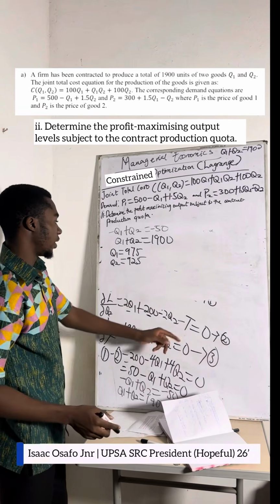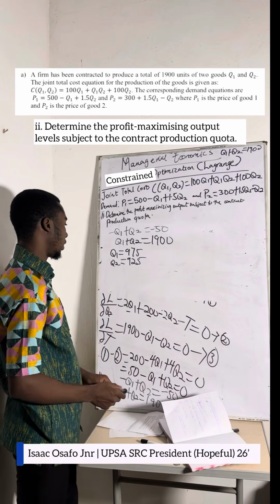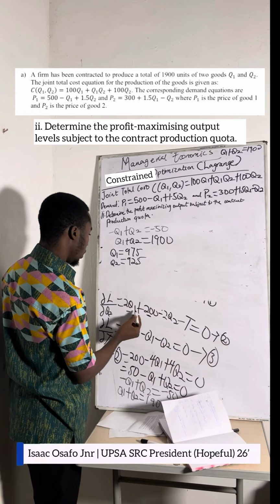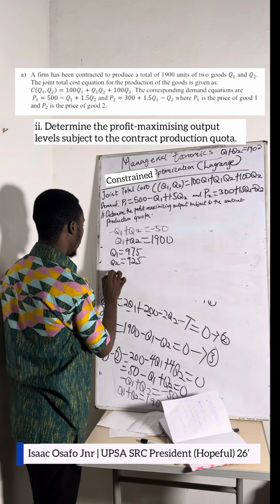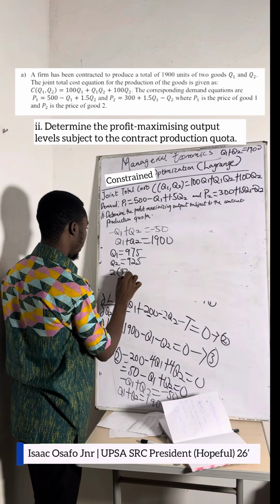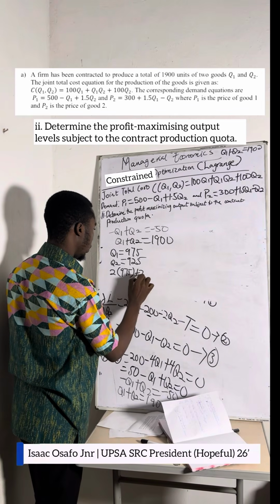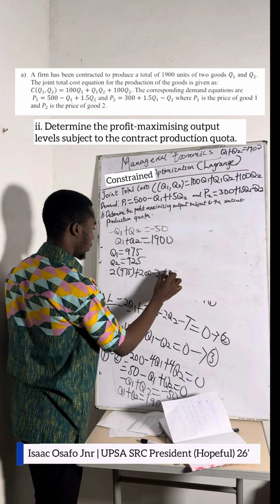Let's also find for lambda. You get it? So we can just substitute it into this equation to find for lambda. All right. So 2K1 plus 200 minus 2K2 minus lambda is equal to 0. So we can have 2K1, 2 times 975 plus 200 minus 2 times 925.